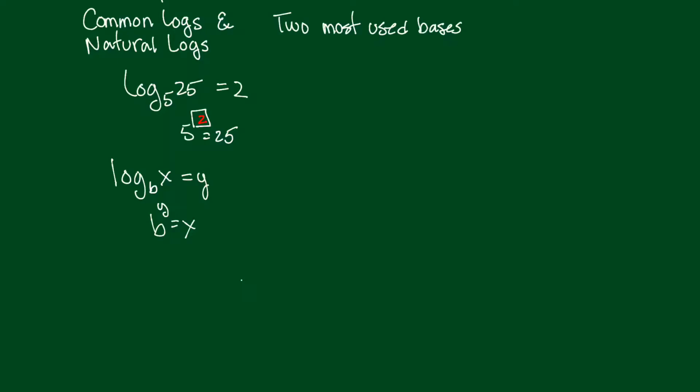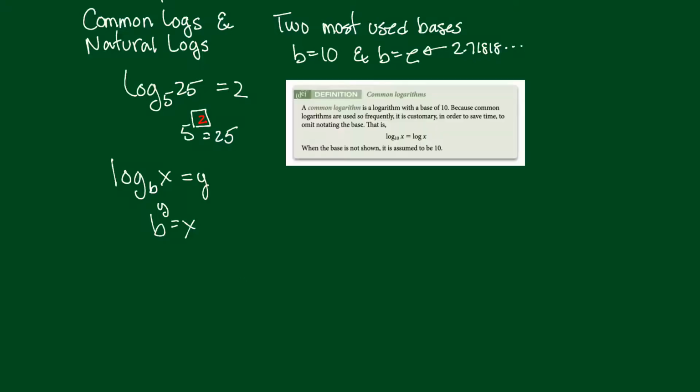Now there's two bases that are most used. One is base 10, and the other one is base e. Now you know that number e, right? That's our 2.71818 dot dot dot. It's that irrational number. So these are called common logs. If you use the base of 10, that's called a common log, and since it's common, we just don't even write the base anymore.